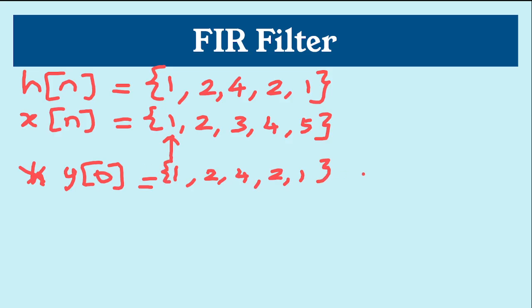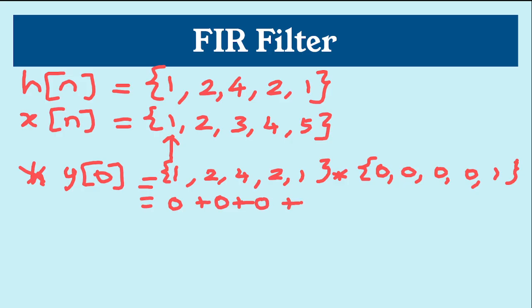You multiply this with 0 0 0 0 1, where the last is the first signal. 1 times 0 is 0, plus 2 times 0 is 0, plus 4 times 0 is 0, plus again 2 times 0 is 0, plus 1 times 1, which is equal to 1. So we have our y of n, the first value, as 1.